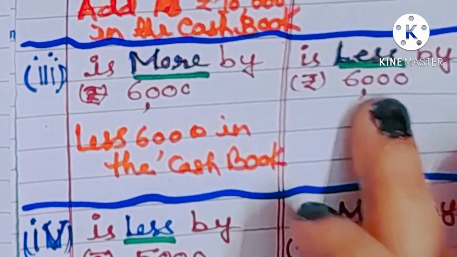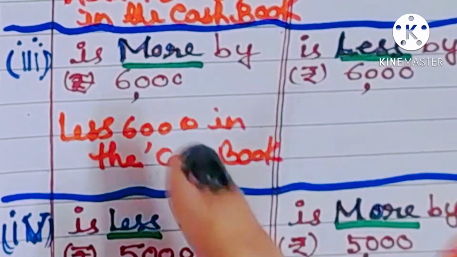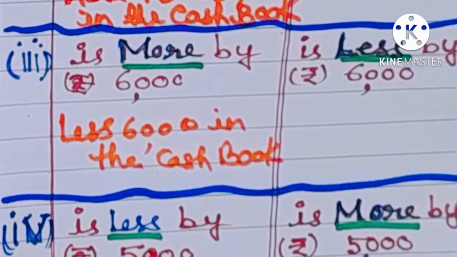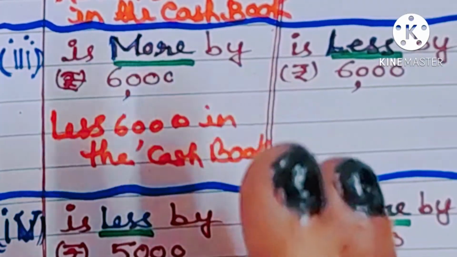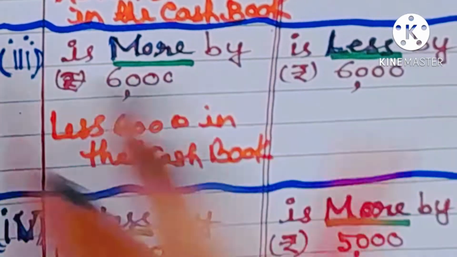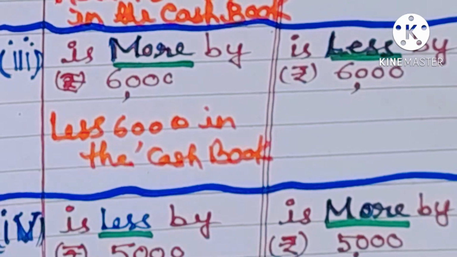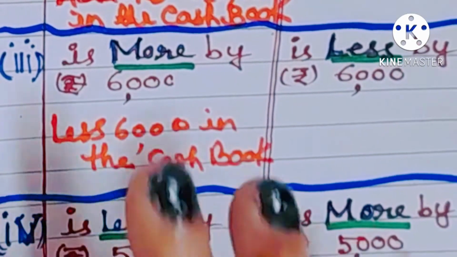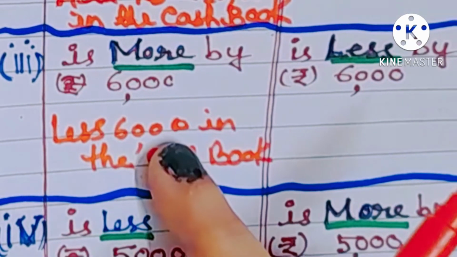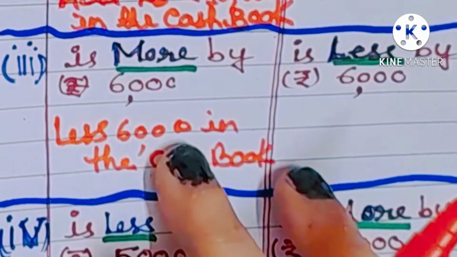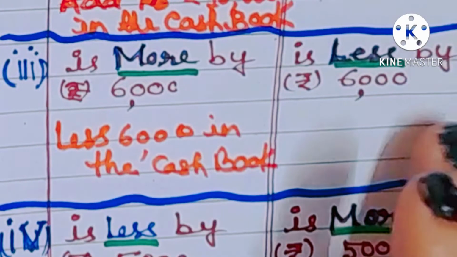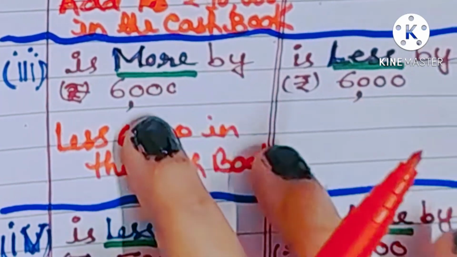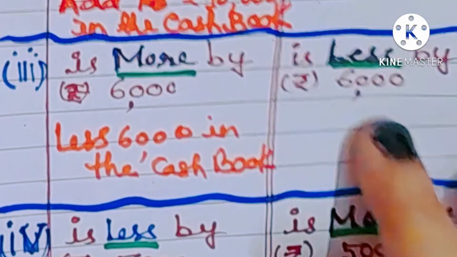So passbook is less by rupees 6,000, whereas businessman has recorded rupees 6,000 on the debit side or on the receipt side in the bank column of the cash book. So cash book is more. Cash book ki hoche? Just because businessman rupees 6,000 record kore diyeche debit side, that is the receipt side or deposit side, cash book balance increase korche by rupees 6,000. So cash book balance has increased by rupees 6,000. Kintu passbook balance remains the same. So cash book is more by rupees 6,000, kintu passbook is less by rupees 6,000.